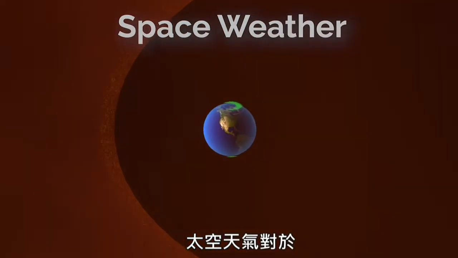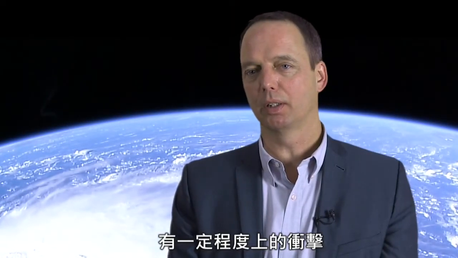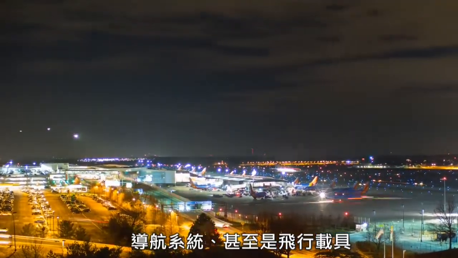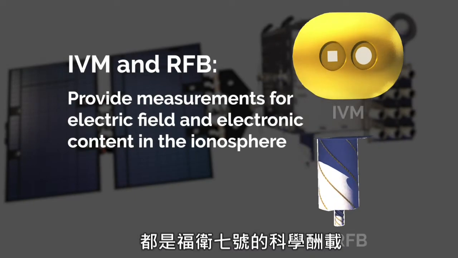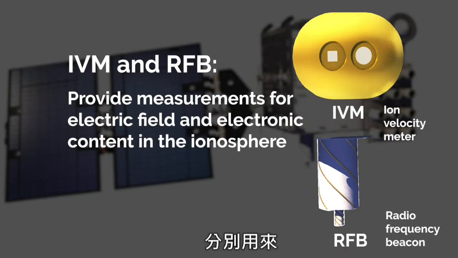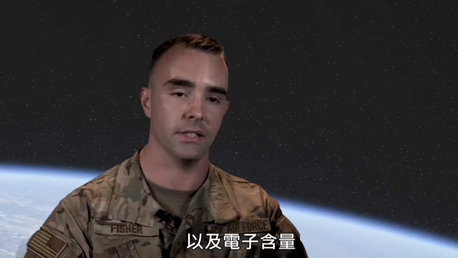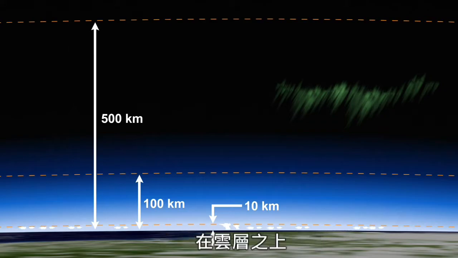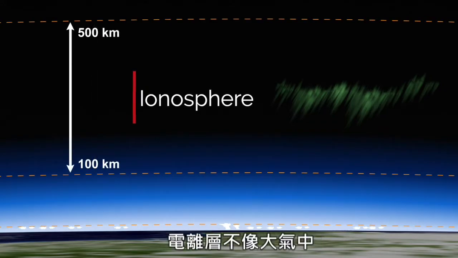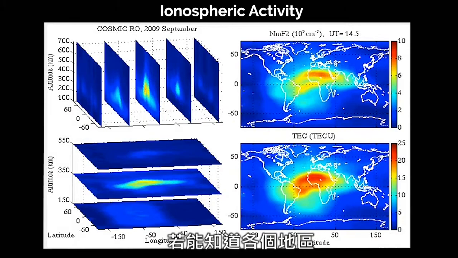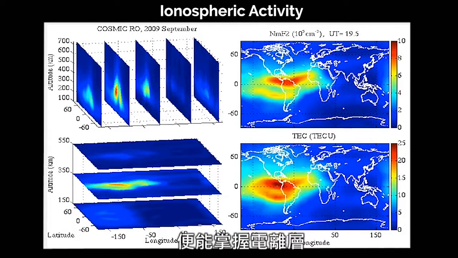Space weather impacts systems that we use on the Earth, like our cellular communication systems, our navigation systems, and even our aircraft. The IVM and RFB are both secondary sensors. What they do is they provide measurements for electric field and electron content in the ionosphere. Space weather happens above the clouds, and instead of clouds that we can see, we have areas of charged particles in the ionosphere. And knowing the geographic regions where the ionosphere is active helps us understand how it's going to affect communication systems that we use here on Earth.